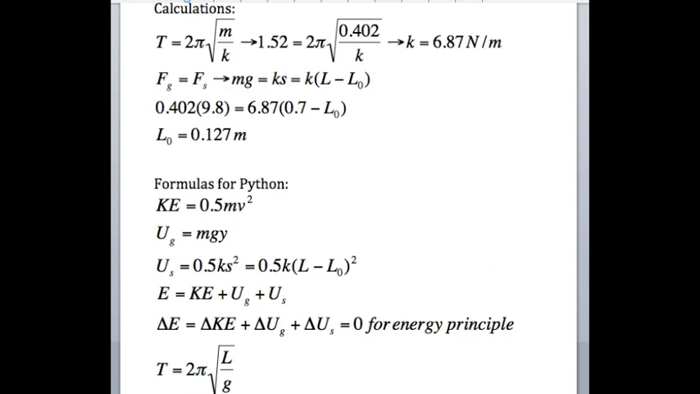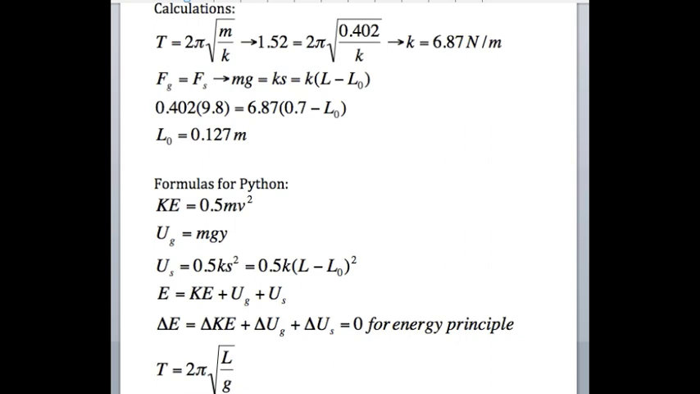From here, the known forces interacting with the mass are the Earth and the spring. With this knowledge, the force of the spring is set equal to the force of the Earth. Hooke's law is applied here as Ks is set equal to mg, solving for L0 in the equation. L0 is found to be 0.127 meters.